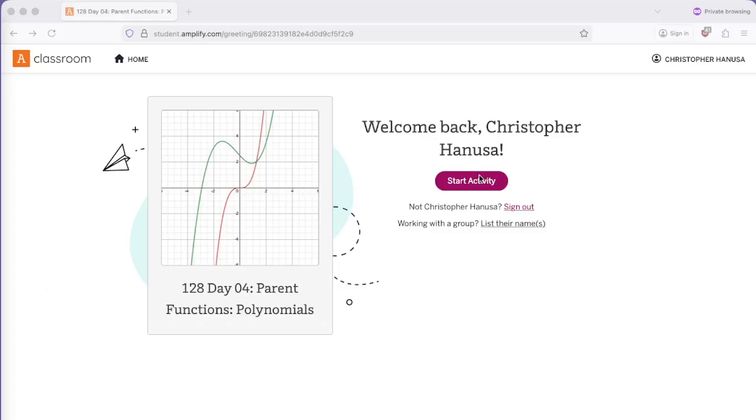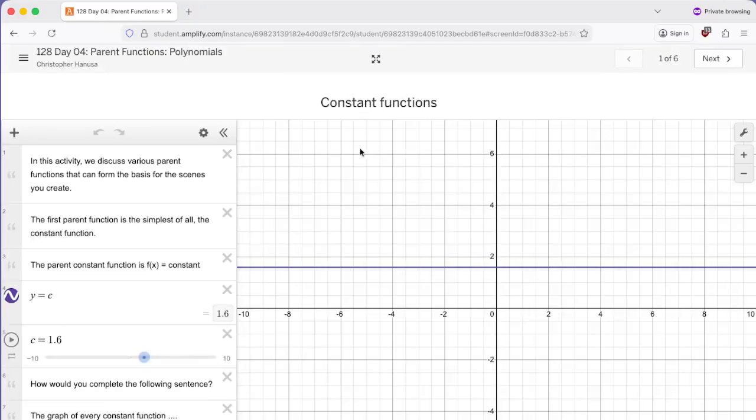Hello, welcome back. Today is the first of 4 short videos where we explore parent functions. Parent functions are the word for the basis of every single function that we'll be using in this class. We're going to be going through a bunch of different polynomials today, and the first one is really simple.